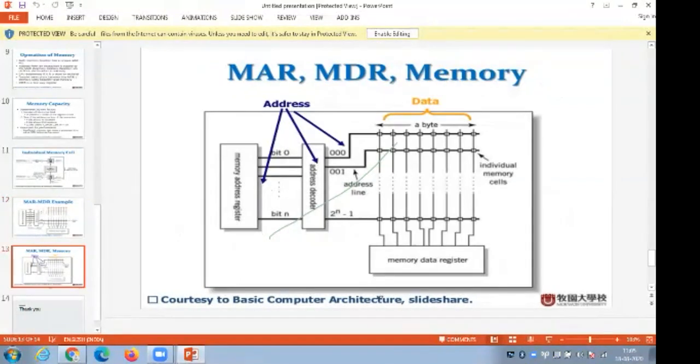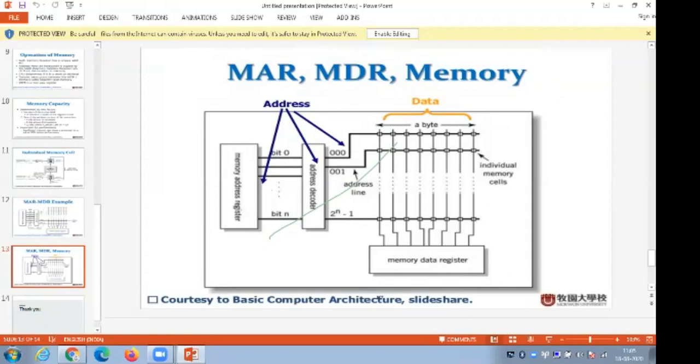Right here, MAR, MDR, memory. MAR means memory address register, which works two ways with the memory data register and memory. The same way, see, it shows the data in the form of bytes here. These are the individual memory cells. These are the address lines which are shown. These are the cells that are stored, and this is the memory address register. This is the address decoder. So everything is stored in the memory data register. This is a two-way format, in which the bit is transferred from n to 2 to the power of n minus 1. So this is a two-way format.